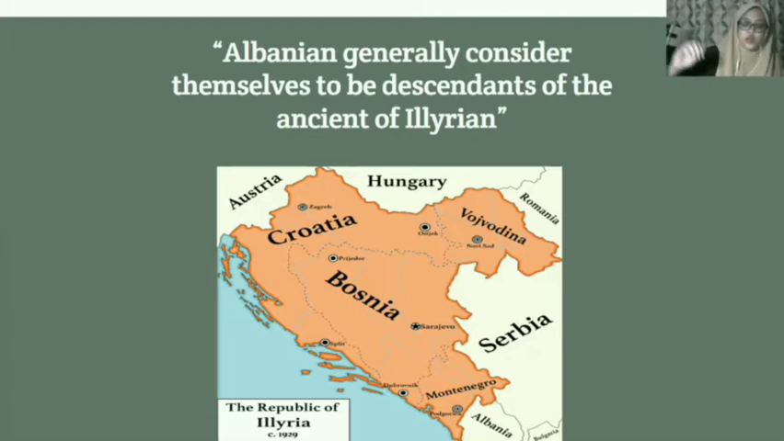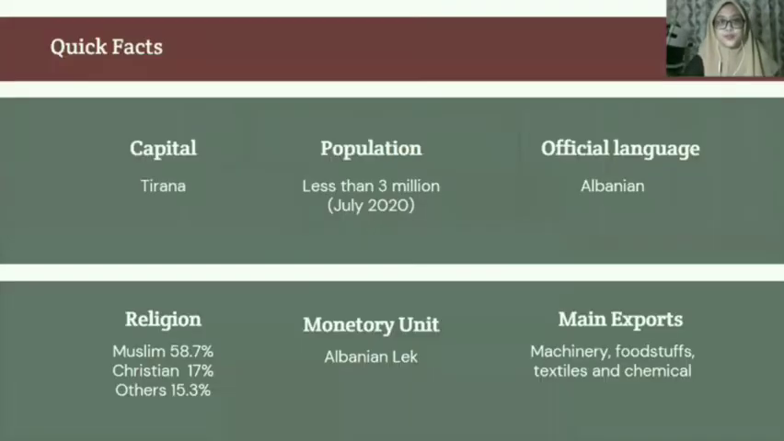So who are the Illyrians? They are inhabitants of Illyria, the northwestern part of the Balkan Peninsula, inhabited from about the 10th century BCE onwards by the Illyrians and Indo-Europeans. Albania's capital is Tirana, with a population recorded in July 2020 of 2.87 million, which is just less than 3 million. Their official language is the Albanian language.